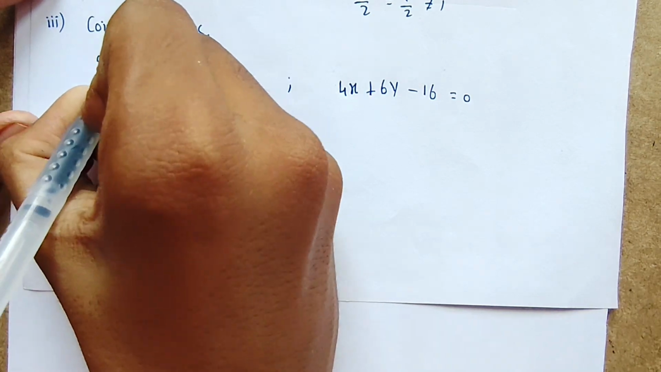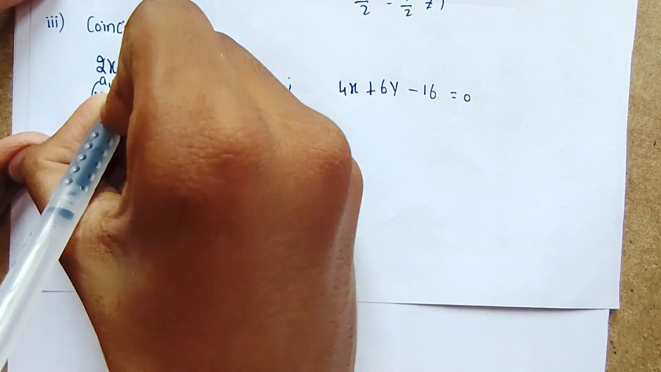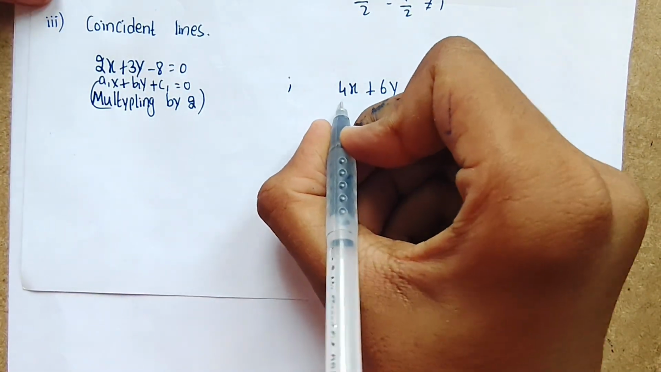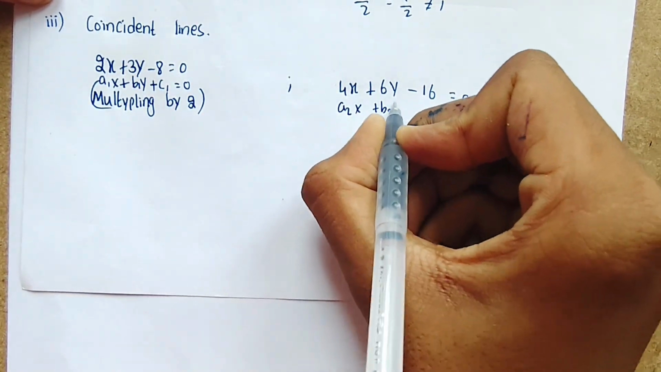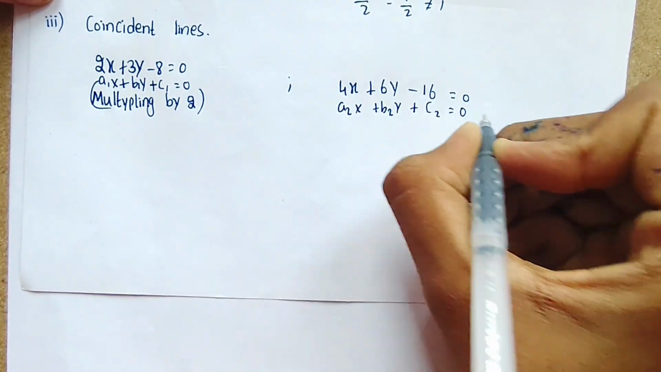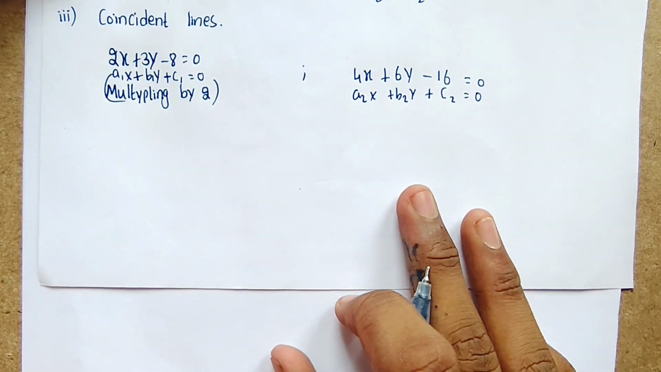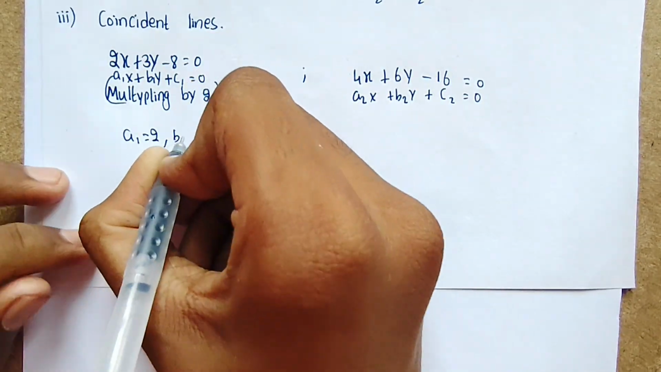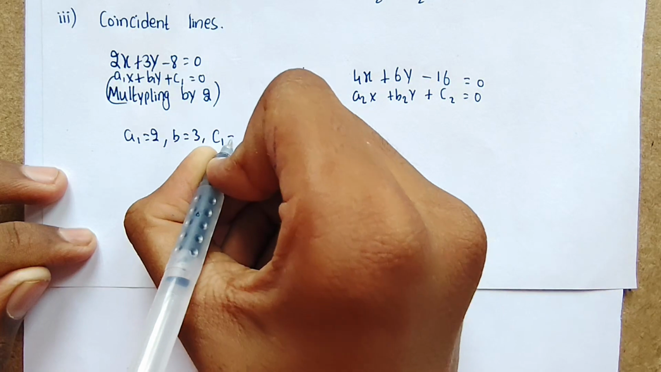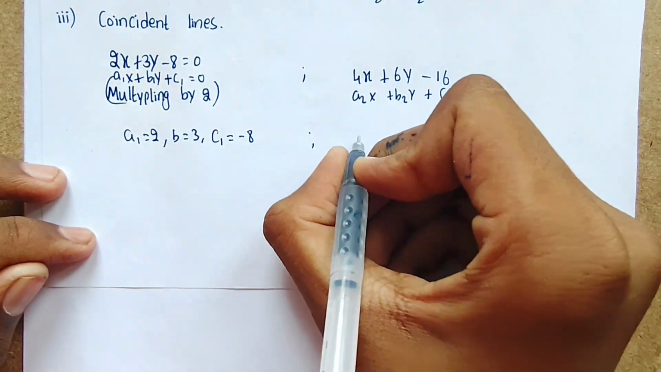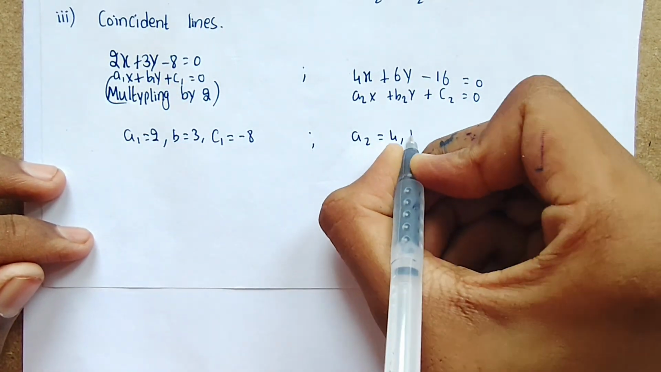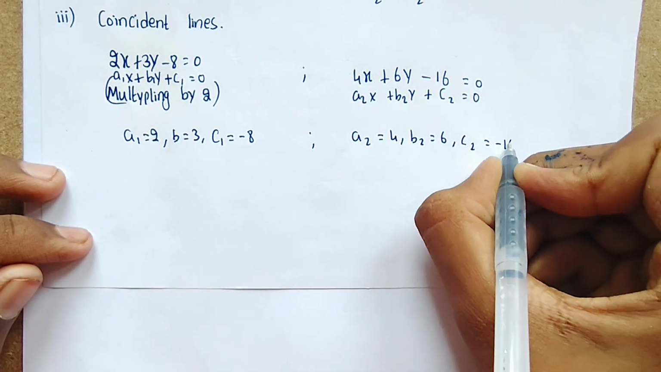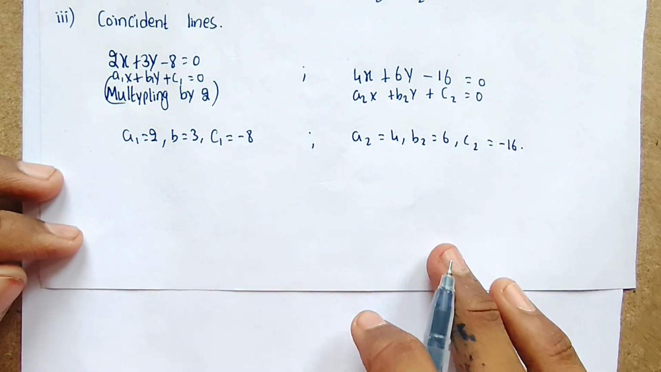Here I am writing again the linear equation form a1x plus b1y plus c1 equals to 0. After here a2x plus b2y plus c2 equals to 0. So, here a1 equals to 2, b1 is equals to 3, c1 is equals to minus 8. After a2 is equals to 4, b2 is equals to 6, c2 is equals to minus 16.